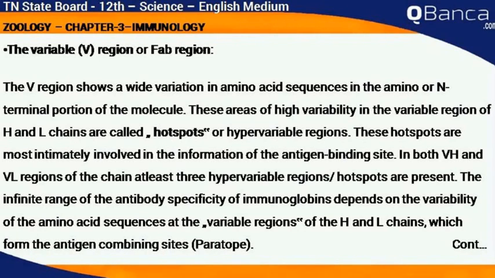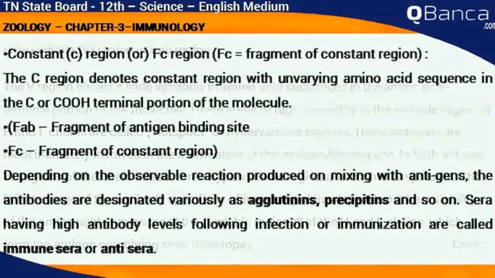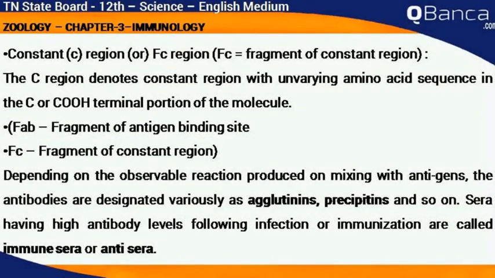The infinite range of the antibody specificity of immunoglobulins depends on the variability of the amino acid sequences at the variable regions of the H and L chains which form the antigen combining sites. Constant C region or Fc region, fragment of constant region. The C region denotes constant region with unvarying amino acid sequence in the C or COOH terminal portion of the molecule.